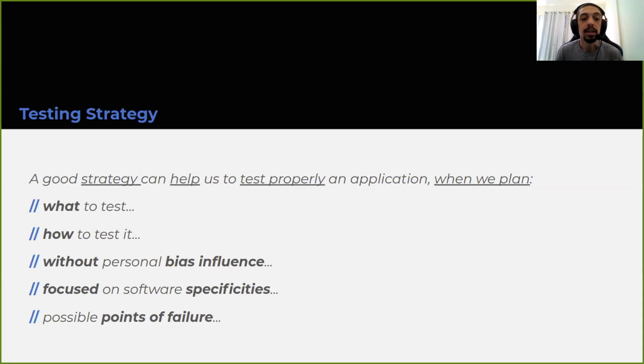So when I think about testing strategy, usually it will be about what we can actually test and how we can test it, and it needs to be thinking about testing and what we are going to test without any personal bias influencing. We need to focus on software specificities, and we need to be aware of possible points of failure. So I'm going to talk about each one of these topics.